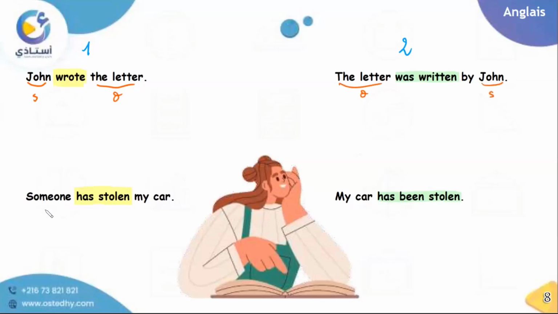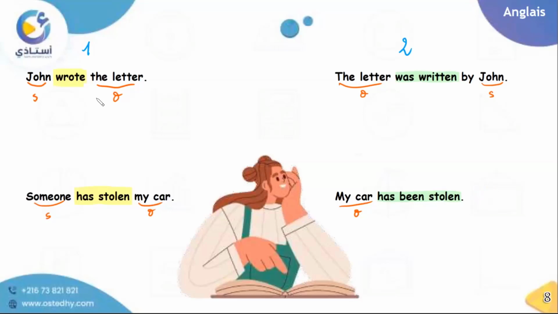Same thing. He's someone, so we didn't include it. We could have said my car has been stolen by someone, but since we don't know who, it's okay not to. And this is not obligatory. You could have said the letter was written, and that's about it. Here, as usual, someone is the subject. We don't know who. And my car is the object. Here we started with the object, and we don't have any subject over here, because we don't know who.